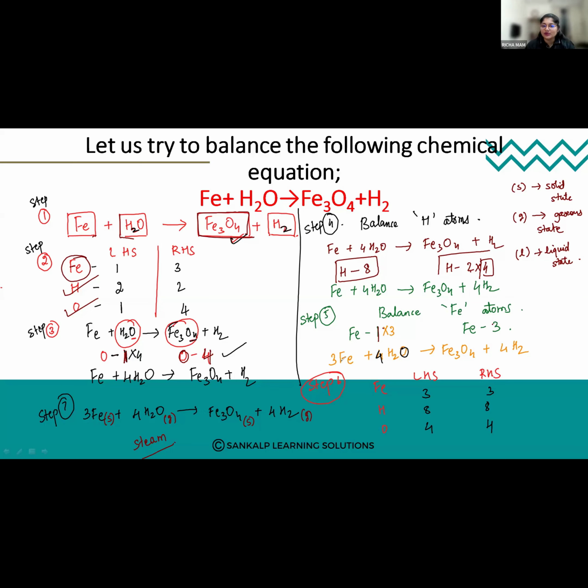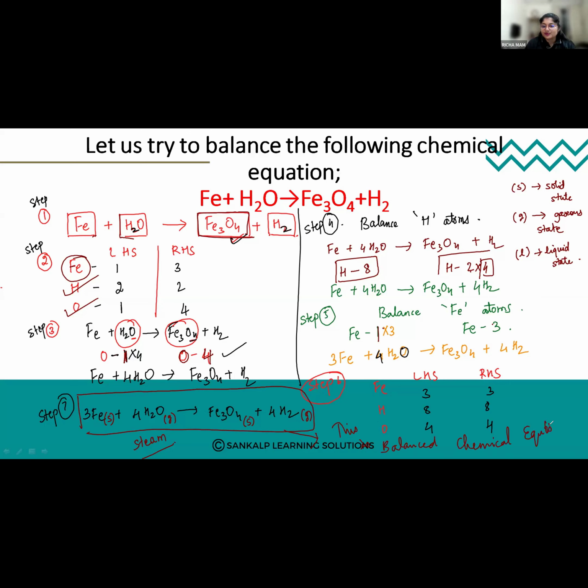So let us write the balanced equation. 3Fe plus 4H2O giving you Fe3O4 plus 4H2. Now, this is the balanced equation. Step 6 is what? Count again, to check that the atoms of the elements are balanced. Step 7 is you have to write the chemical statement. So when you write the chemical statement, you have to mention that this is the balanced chemical equation. So this is very important.